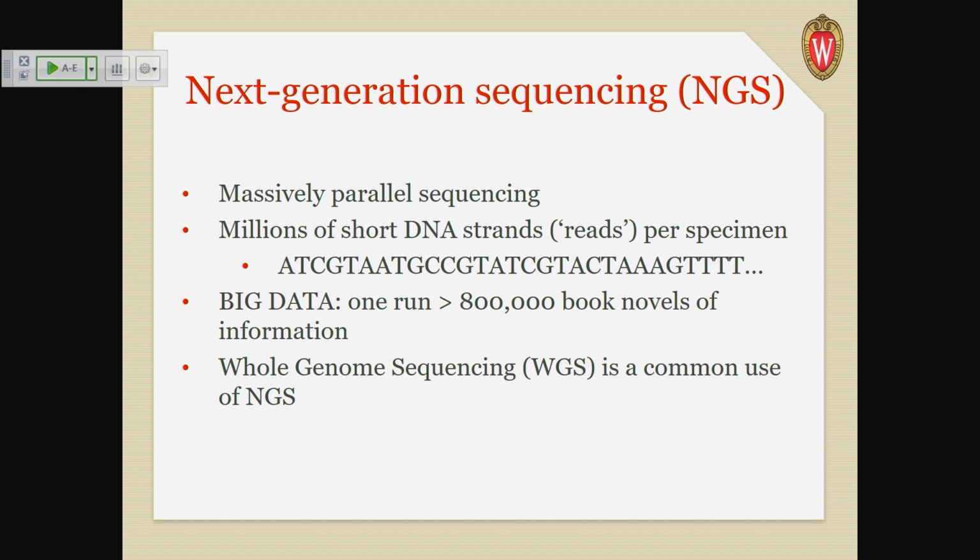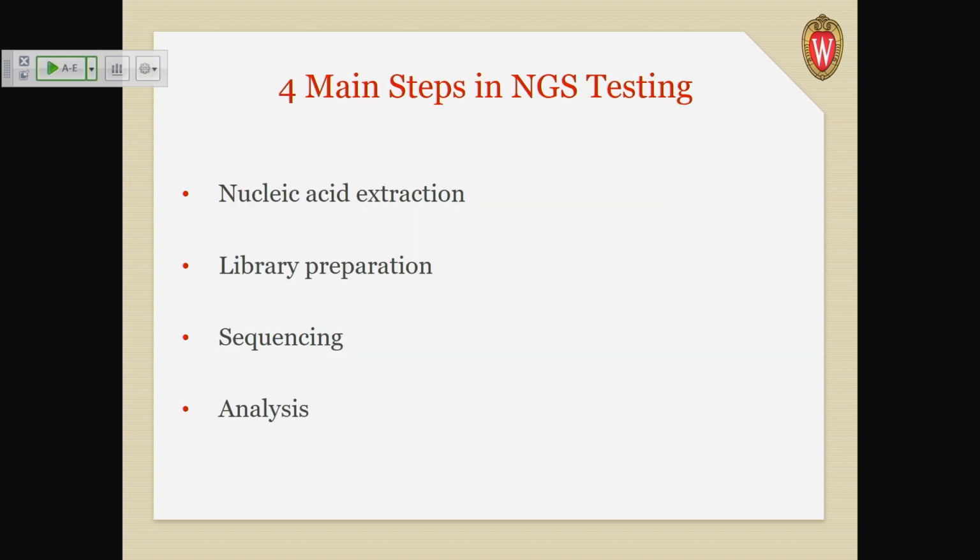And next generation sequencing is the technology, and that technology can be used for many different applications. One of the most common applications, the one that we use the most, is whole genome sequencing of particular pathogens. And there's 4 main steps in NGS testing. You start with nucleic acid extraction, then it's library preparation, sequencing, and analysis. And I'll walk through each of these in more detail.